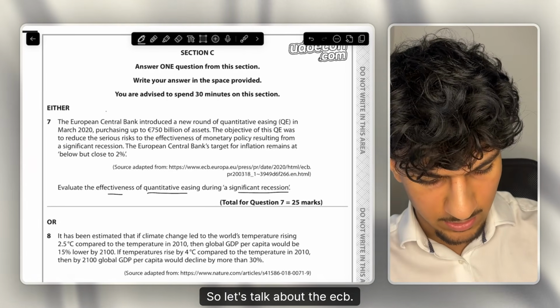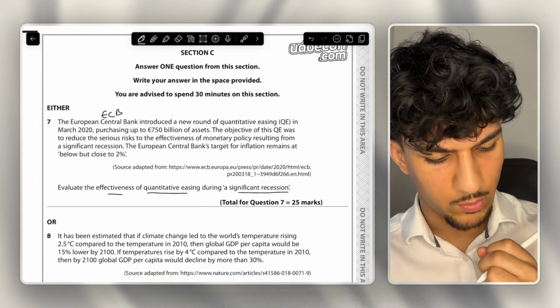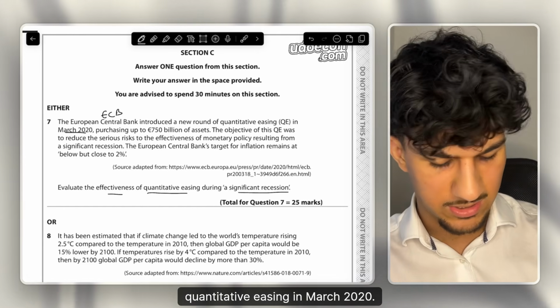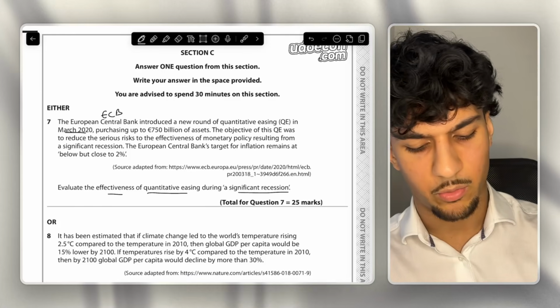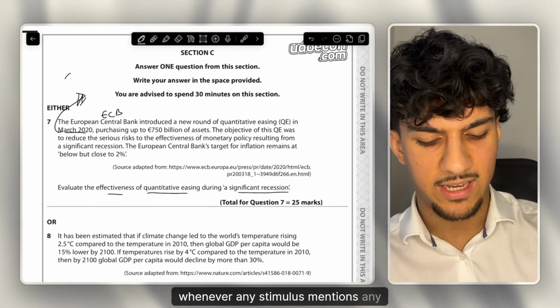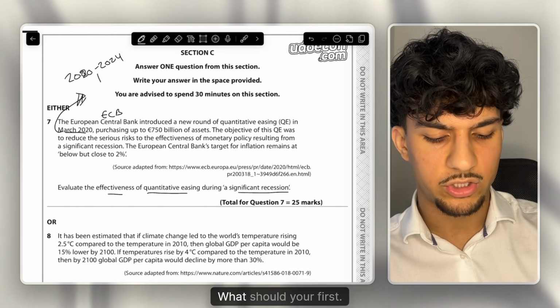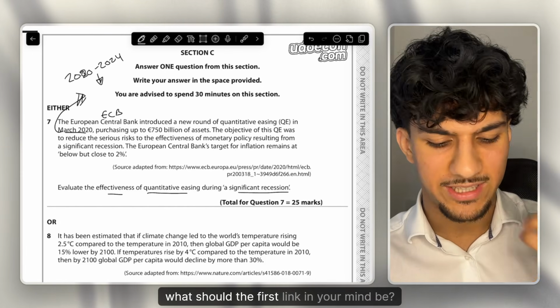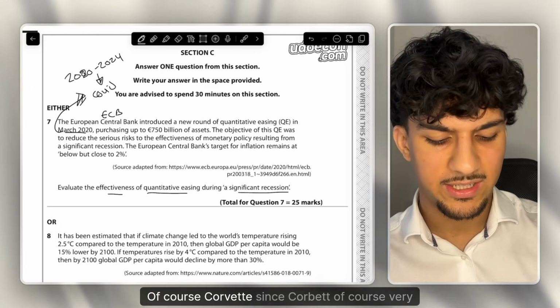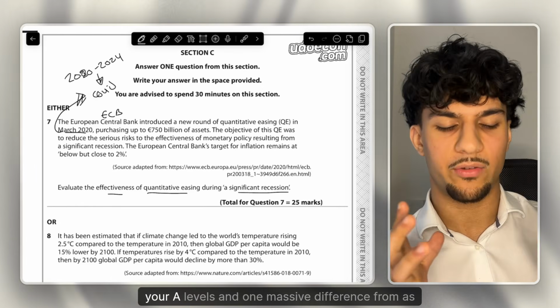The ECB, the European Central Bank, introduced a new round of quantitative easing in March 2020. Of course, a very significant time period. First thing you should think about, whenever any stimulus mentions any date between 2020 and 2024, pretty much, what should the first link in your mind be? Of course, COVID.